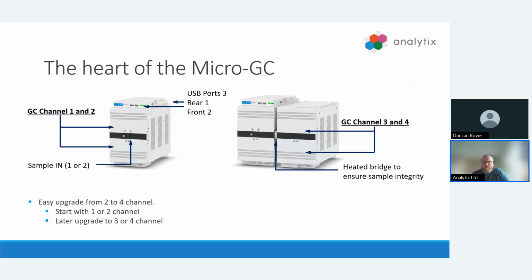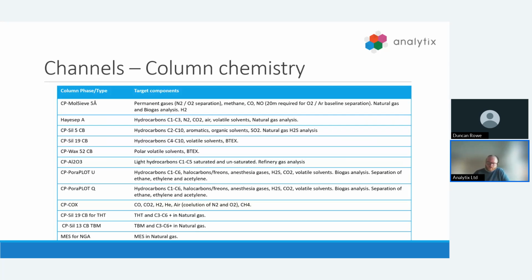A really nice feature of the Micro GC is that you can start with a 1 or 2 channel system and then easily upgrade to a 3 or 4 down the line as your target analyte list develops over time. And when it comes to choosing specific channels, it really comes down to what you're looking to analyze and what column chemistry is suitable for your application.